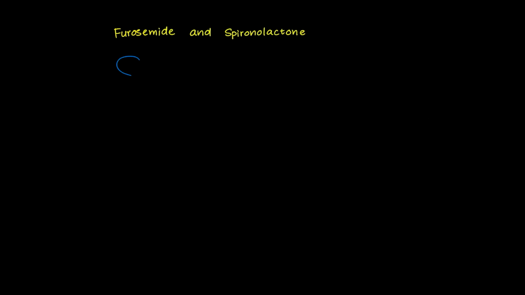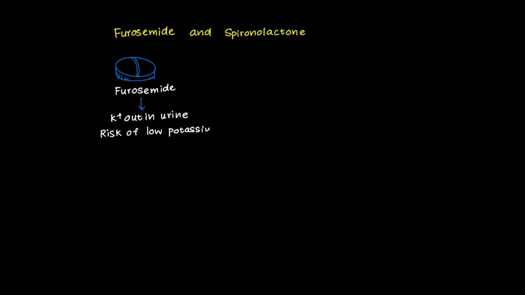Furosemide is a loop diuretic. It pulls fluid off fast, but it also drags potassium out with the urine. Too much furosemide alone, and you can drop potassium low enough to cause dangerous cardiac arrhythmias.